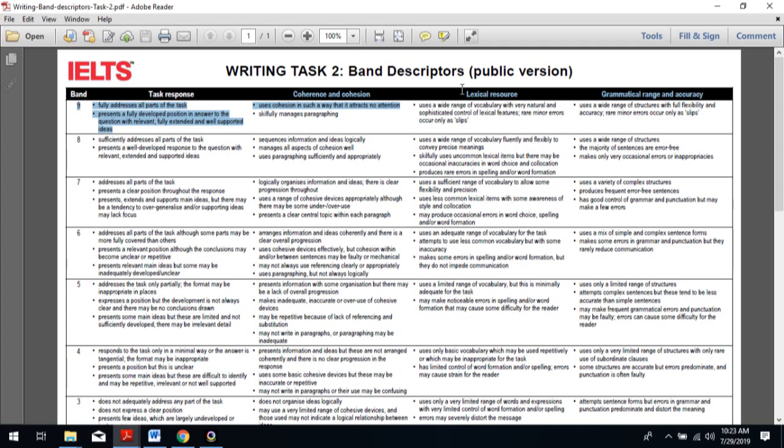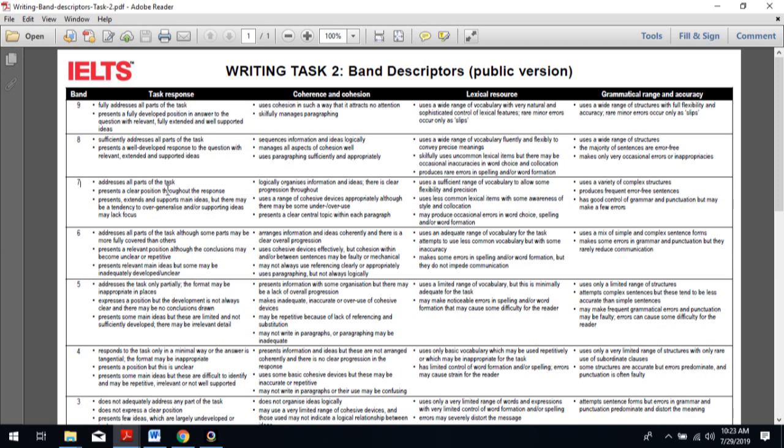A lot of my students are nurses and their scores fall between 5 to 6 or a little above 6, 6.5. And a lot of them are aiming for 7. So how to get a 7? Consider task response. You should address all parts of the task.